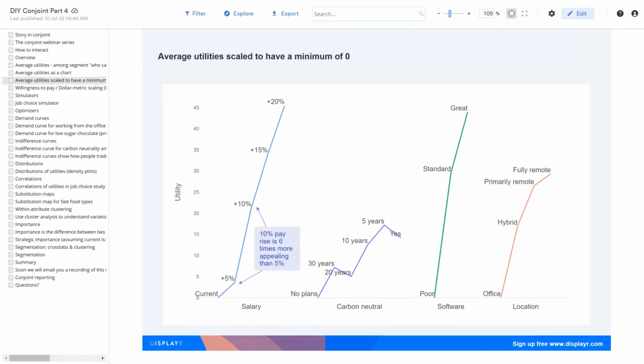When we look at our first attribute, which is salary, we've got our first really cool insight. The utility or appeal of a 10% pay rise is 6 times more appealing than the utility of a 5% pay rise. So 5%, meh. 10%, now we're talking.